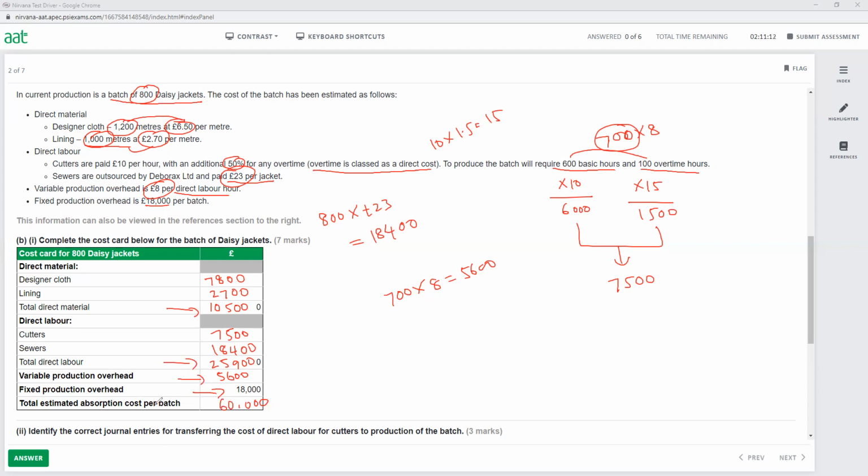So this is my total estimated absorption cost per batch. Don't be confused by this word per batch. Do not divide by 800. Remember that 800 jackets is one batch. So per batch means one batch, and in one batch, we make 800 jackets. Be very careful with that. All right, let's move to the next one.